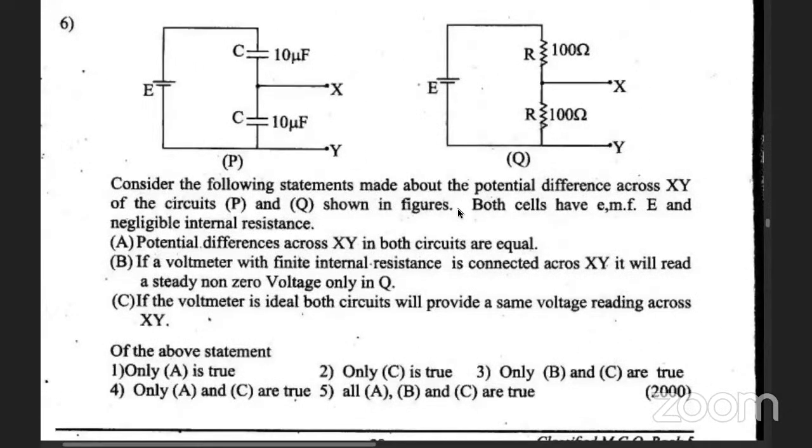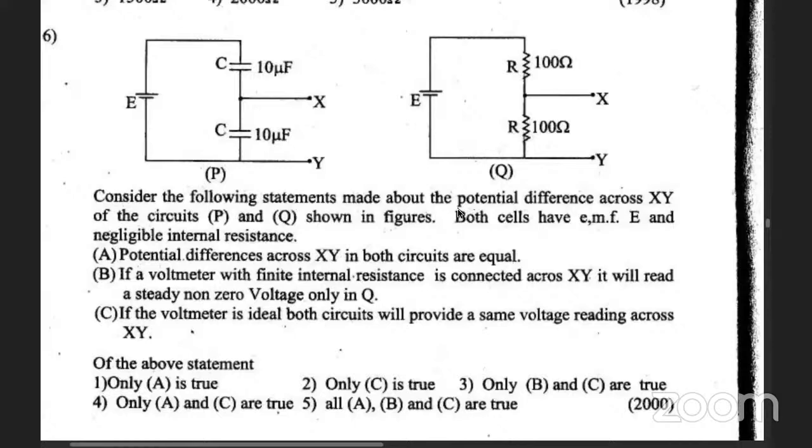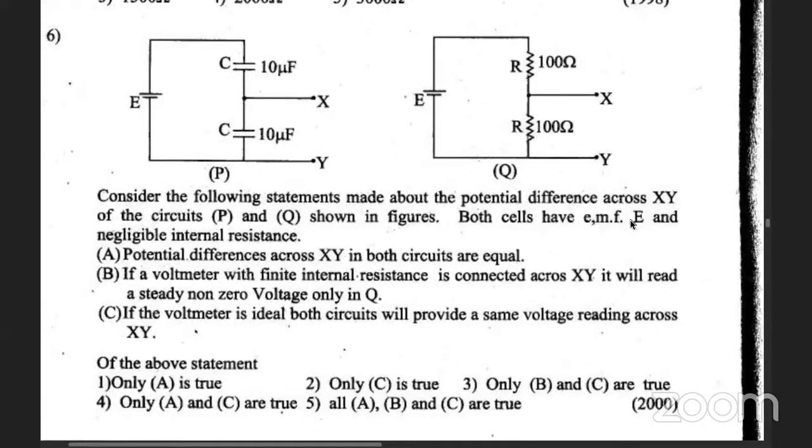Interesting. Okay. Consider the following statements made about the potential difference across XY of the circuits P and Q shown in the figures. Both cells have EMF E and negligible internal resistance. Good. Negligible internal resistance. Right.